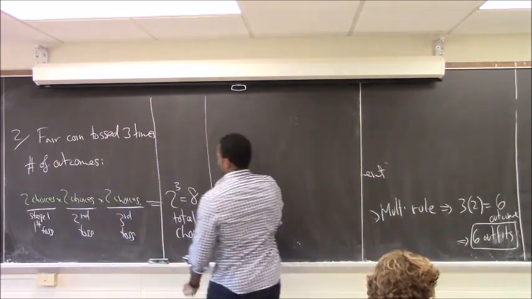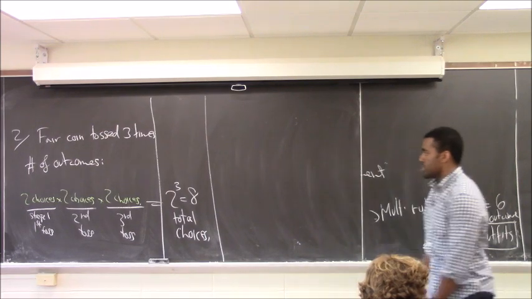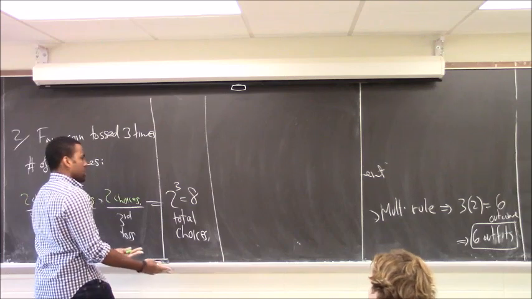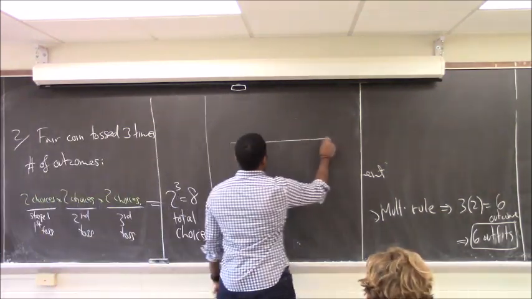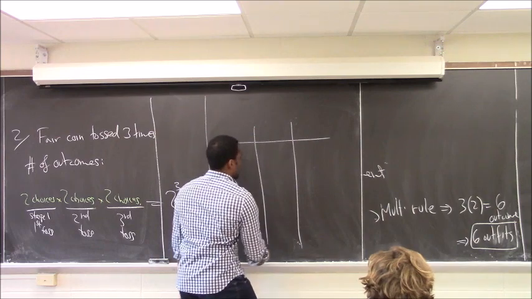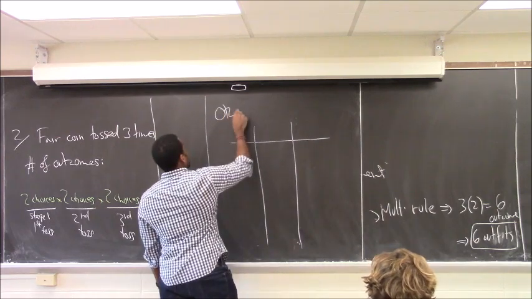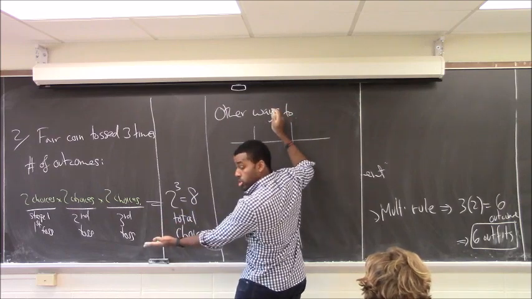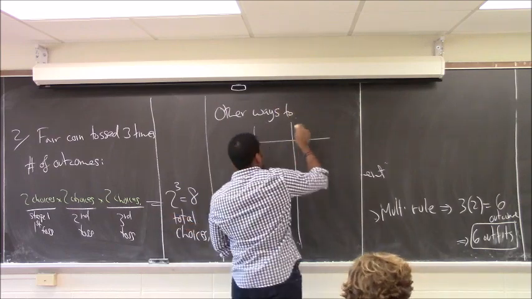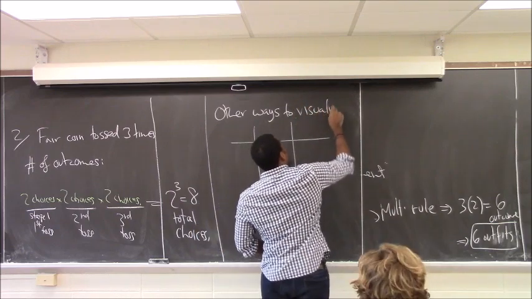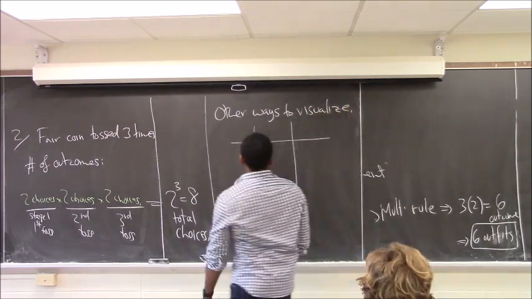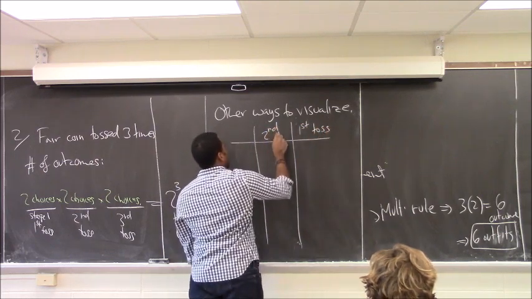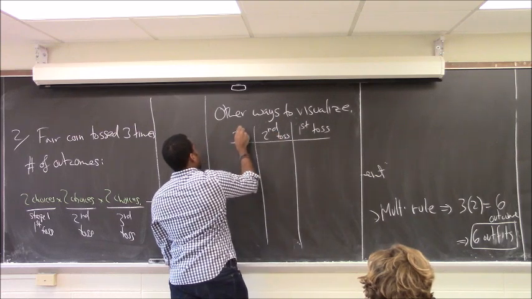And there is a way that you could actually list these easily. When something has 2 outcomes, you can actually generalize this idea, but you can create a table. Other ways to visualize: I could envision this as the multiplication rule and just think of each toss as a stage. Or I could think of a table.